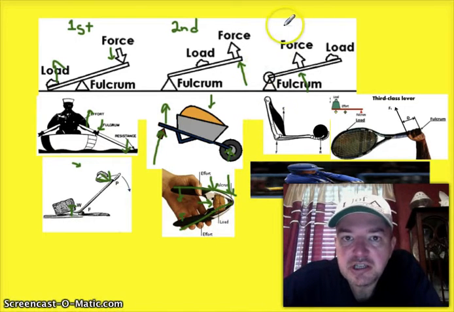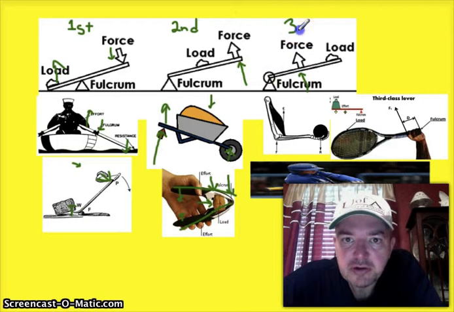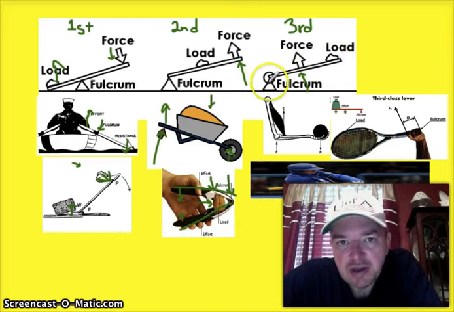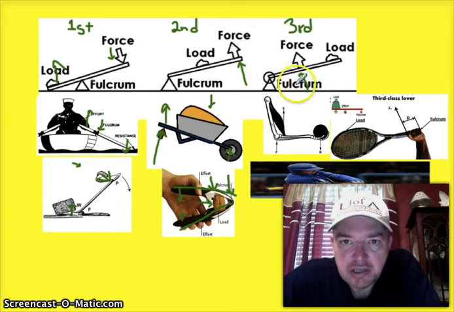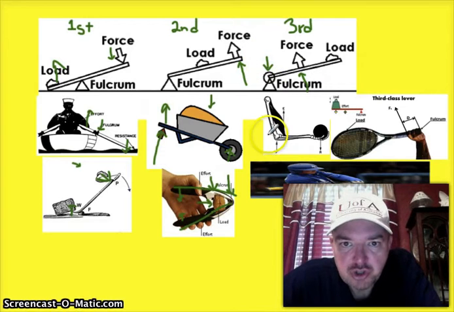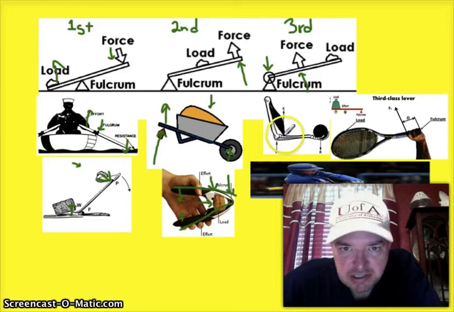Here we have a third class lever. Third class lever is one where you have the load at the end and you have the fulcrum still at the middle or at the other end, and the force is going this way. Now this is often used in our body. The fulcrum is often our joints, and here's an example.